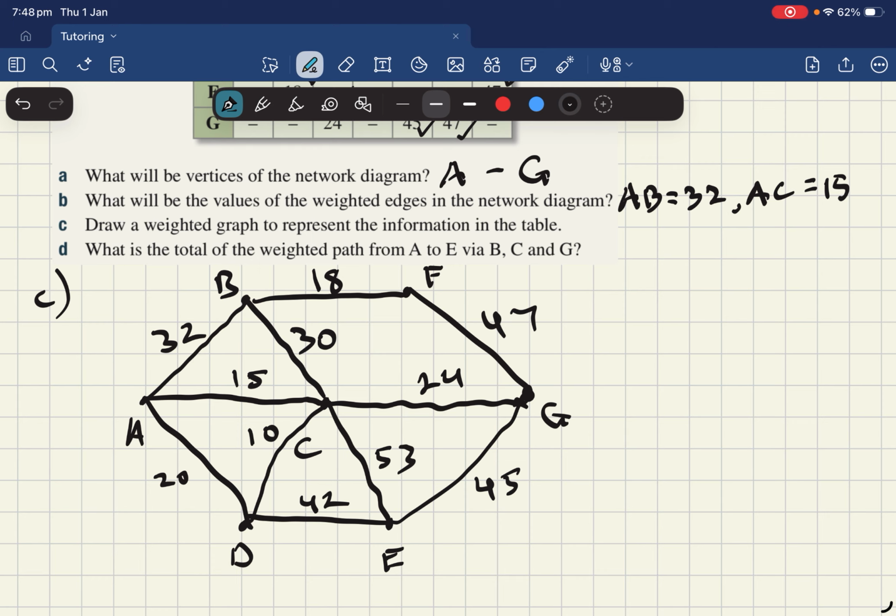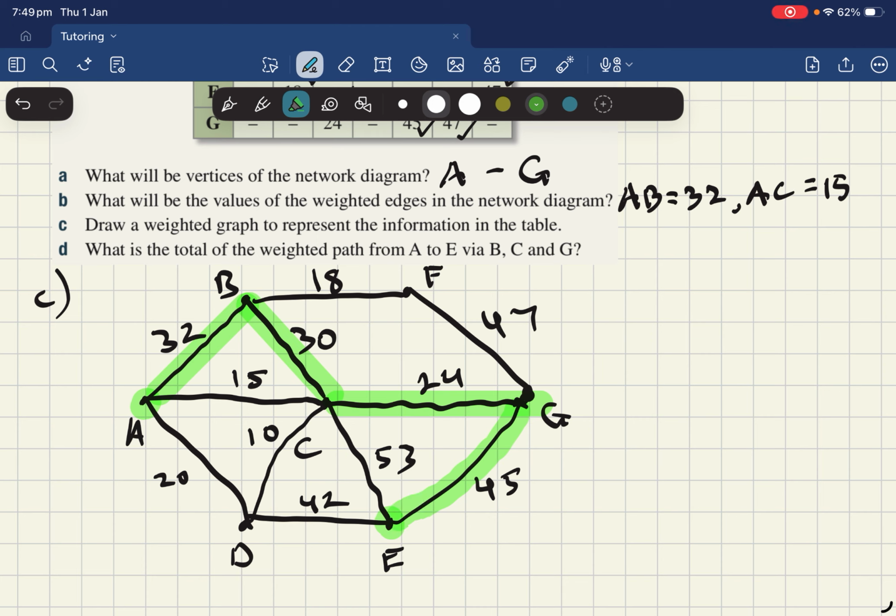Now, part D is just asking us what is the total of the weighted path from A to E via B, C, and G. So let's actually just find this path. We're starting at A and we're trying to get to E, and we're getting there via B, C, and G. So I'm drawing my path here to B, to C, and then G. So I've gone through here, B, C to G, and I have to end at E. So this is the path that I've drawn in.